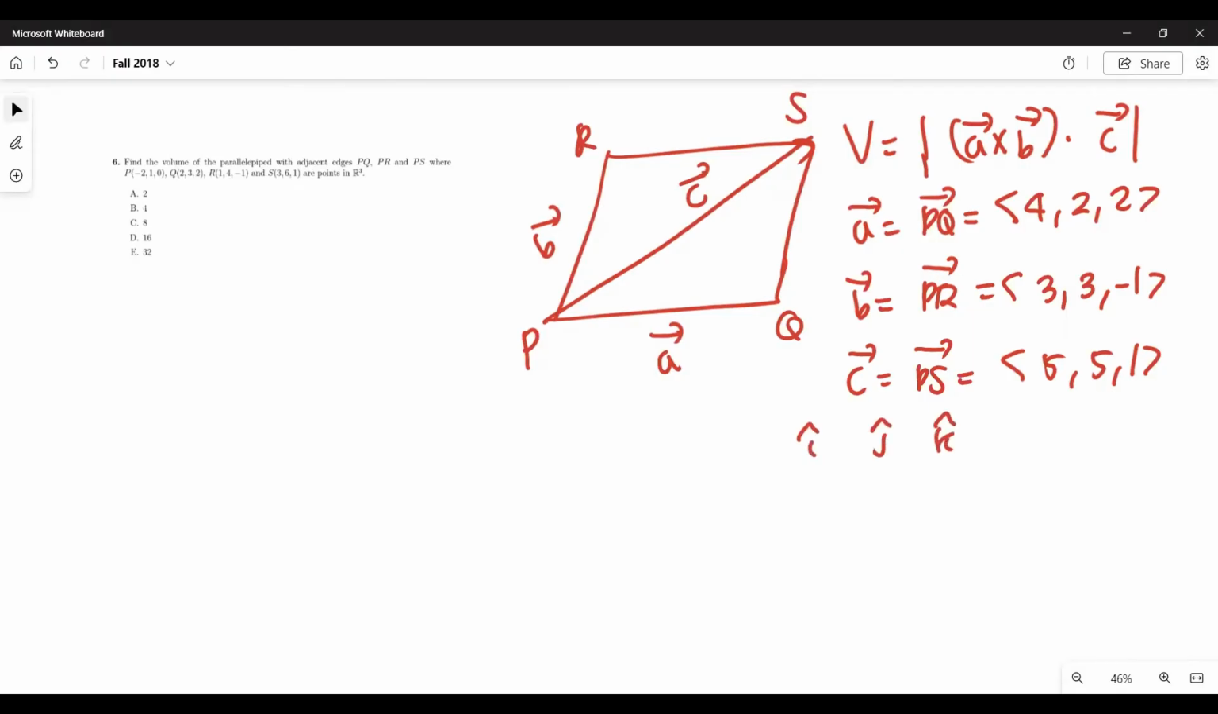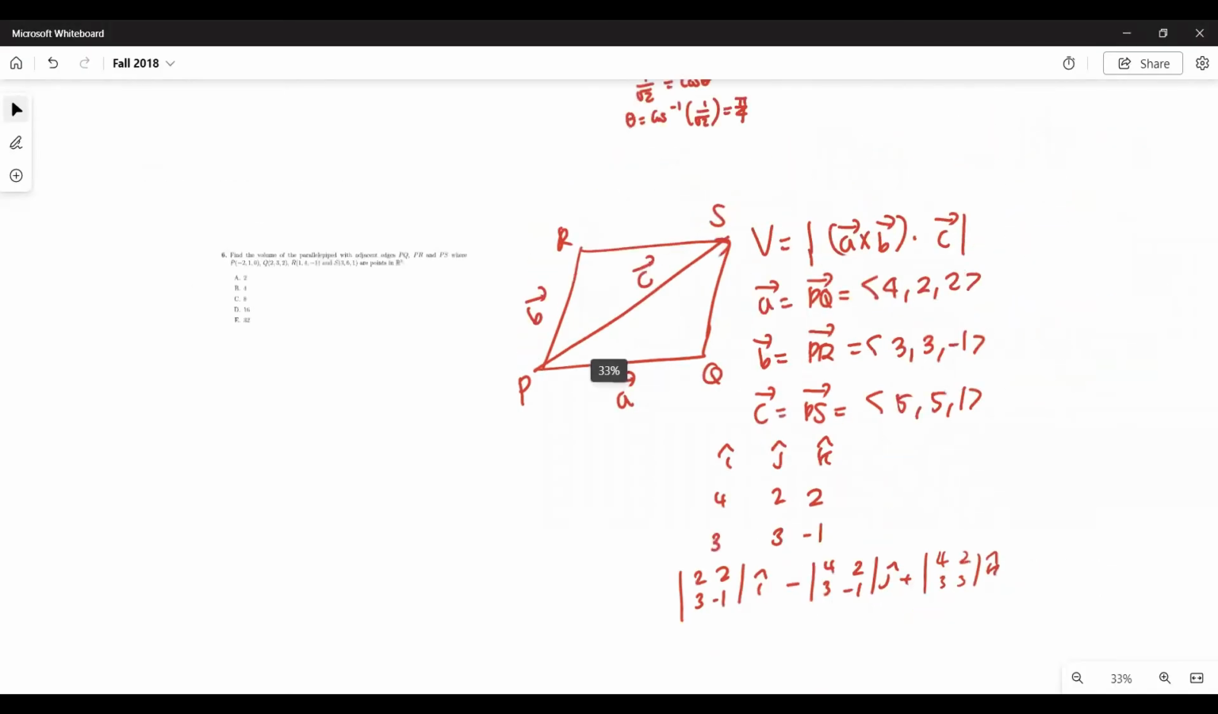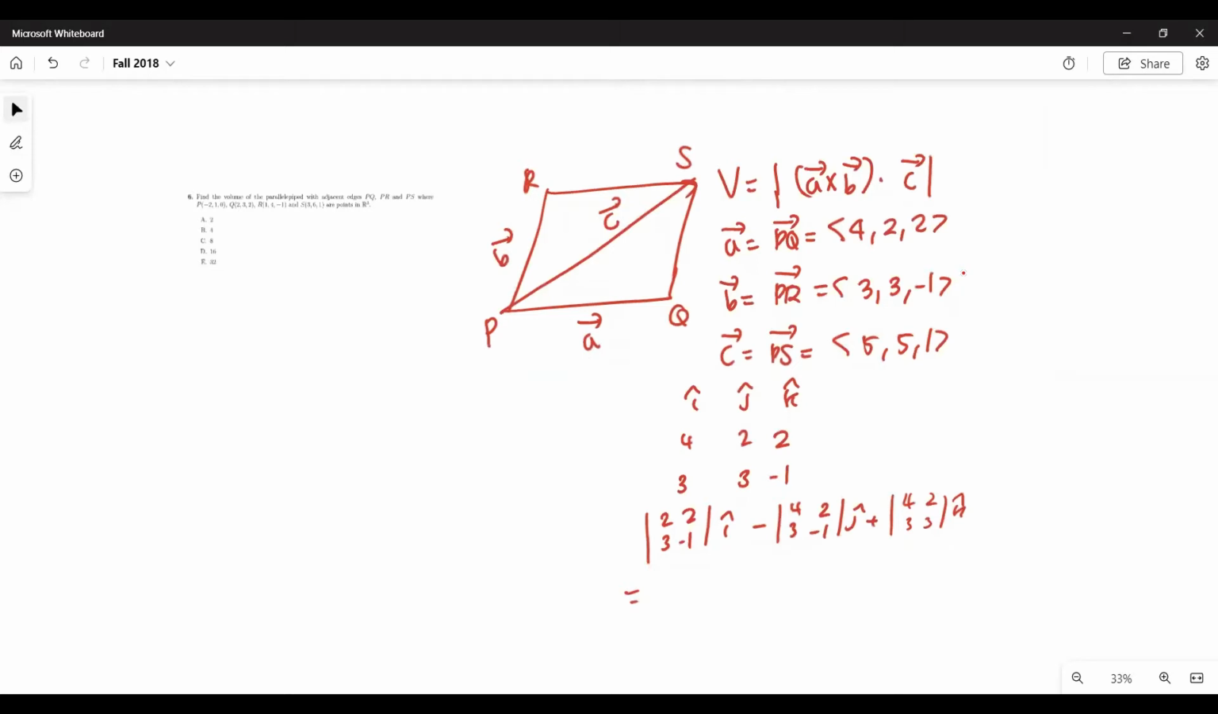So let's do the cross multiplication. I, J, K, 4, 2, 2, 3, 3, negative 1. So this becomes the determinant of 2, 2, 3, negative 1 for I, minus the determinant of 4, 2, 3, negative 1 for J, plus the determinant of 4, 2, 3, 3 for K. Then this becomes negative 2 minus 6, negative 8I, minus negative 4 minus 6, that becomes negative 10, and with the negative sign in front of it, that becomes 10J, plus 4 times 3 is 12, minus 3 times 2, so that's just 6K.